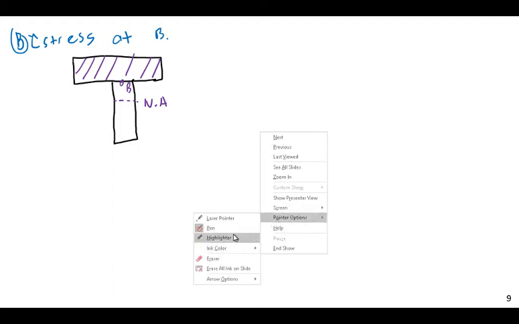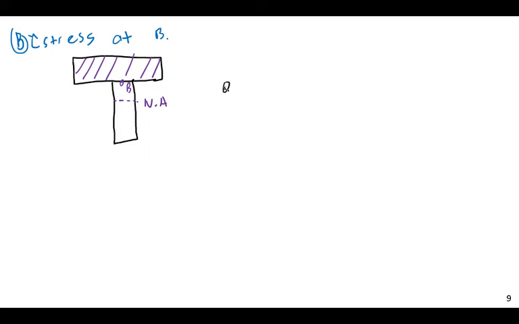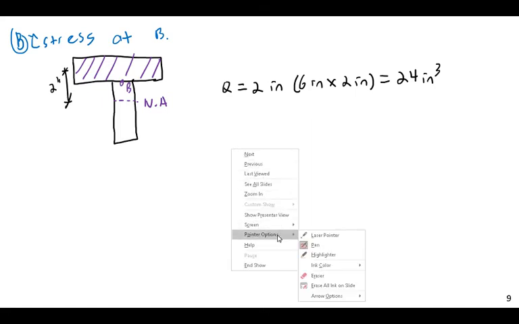And now, our Q is simply going to be, so the distance from the centroid of this rectangle to the neutral axis is going to be 2 inches. And the Q is then equal to 2 inches times 6 inches times 2 inches, which is 24 inches to the third. So the Q is the same.